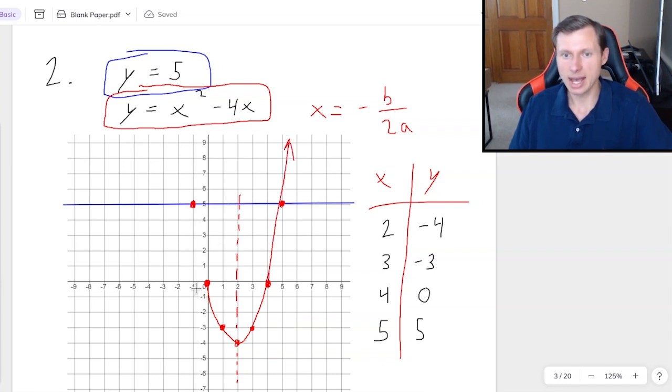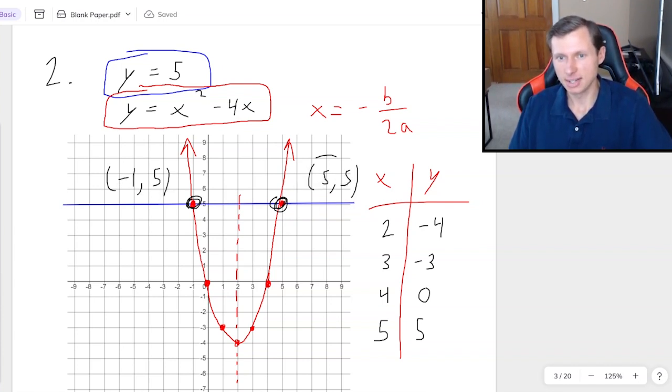And now we have a parabola that goes through, this time, 2 points. And when that happens, it means you have 2 solutions. First solution is -1, 5. Second solution is 5, 5. And both of these would be correct.